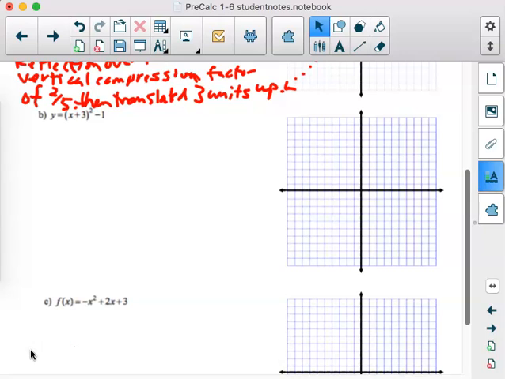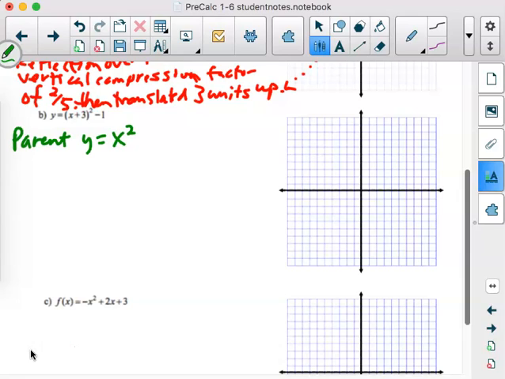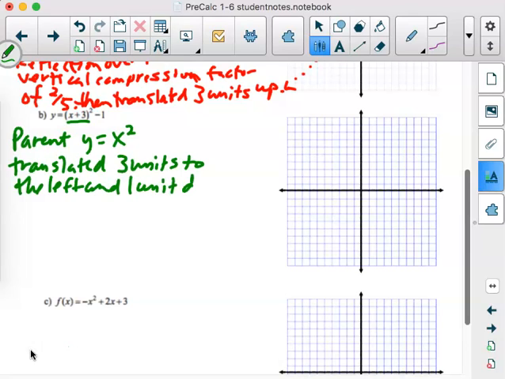All right, so now the next one is y equals the quantity x plus 3 squared minus 1. So the first thing I do is identify that my parent would be y equals x squared. And typically our parents are going to be one of the 12 basic functions. So there's the squaring function. And then I think about the transformations that are going to take place. And there's my x, so that's going to be the opposite of what I see. That will be translated 3 units to the left and 1 unit down.